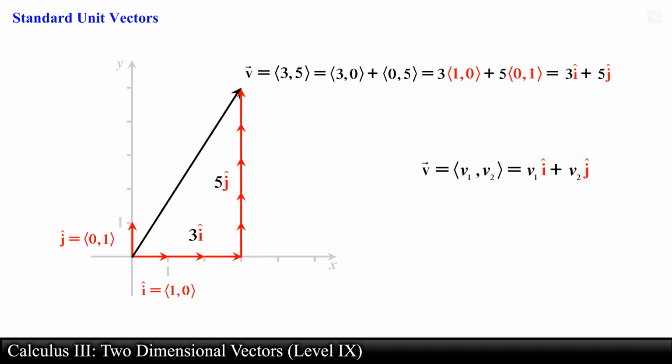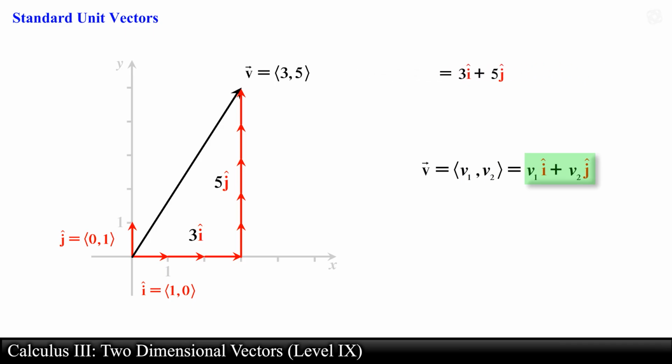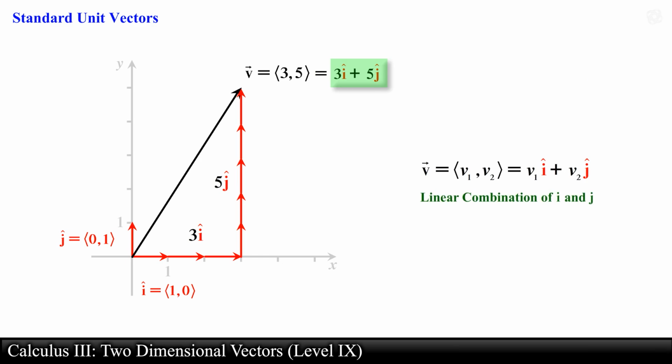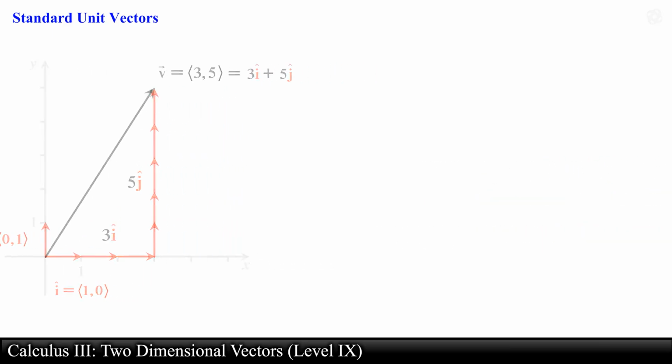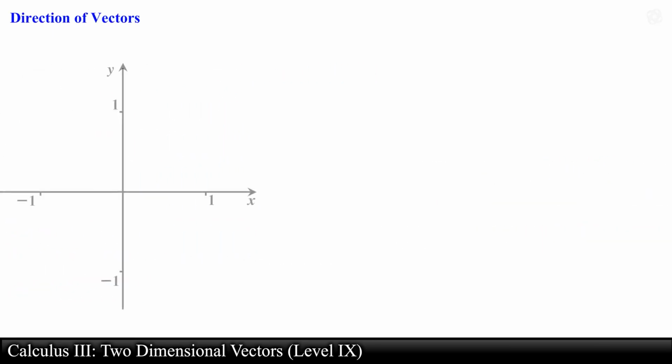This means that any vector in a plane can be expressed in terms of standard unit vectors. In this example, the expression 3 i hat plus 5 j hat is called a linear combination of i and j, where the scalars 3 and 5 are the horizontal and vertical components of v, respectively. In general, any vector in a plane can be expressed by a linear combination of the standard unit vectors i and j. You can think of standard unit vectors as another way of denoting the components of a vector. Alright, now let's take a look at another way of describing vectors in a plane.